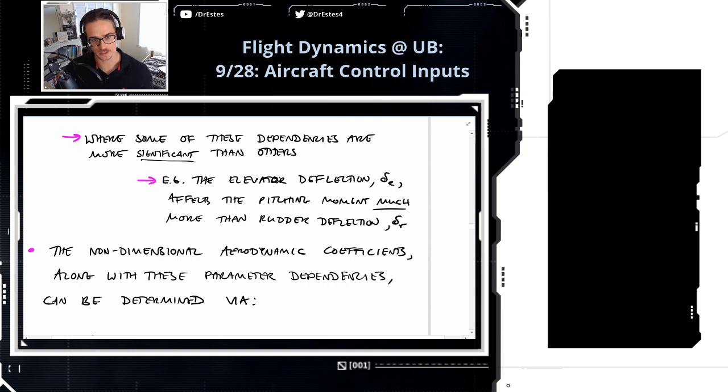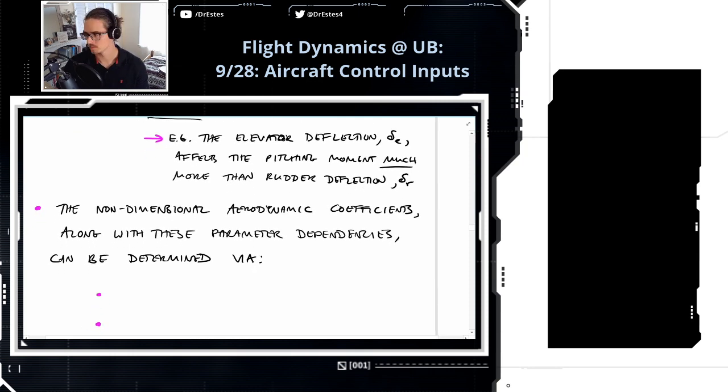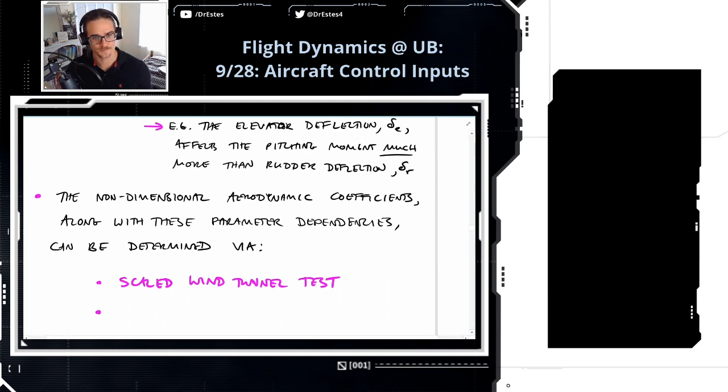Okay, so how do we figure out these dependencies? So here's the experiments. You might have a scaled wind tunnel test. And this is part of the importance of having these coefficients be non-dimensional. Because if you do a wind tunnel test on a scaled model and you test the dependencies there, you want to be able to project that to the full-scale aircraft.